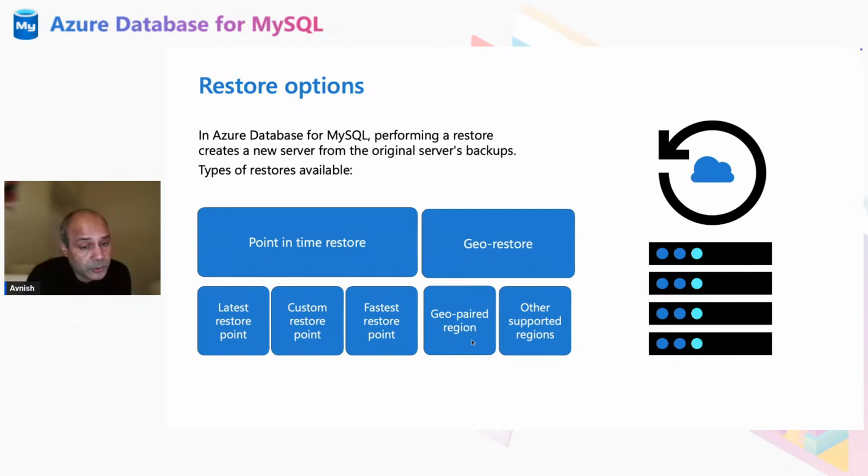And finally, geo restore. If there is an outage in your primary region and you want to restore your instance to another region, that's where you would have the geo backups ready to meet those requirements. Now, there are two scenarios for the geo restore. One is restoring in the paired region, but if your DR region is different from the paired region, you can still use the geo backups to restore your MySQL instance in any region where the MySQL service is available, which is almost 90% of the regions.